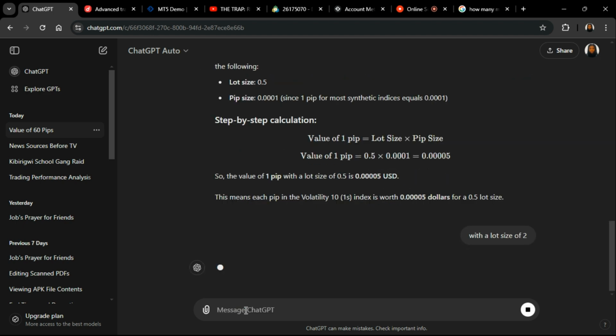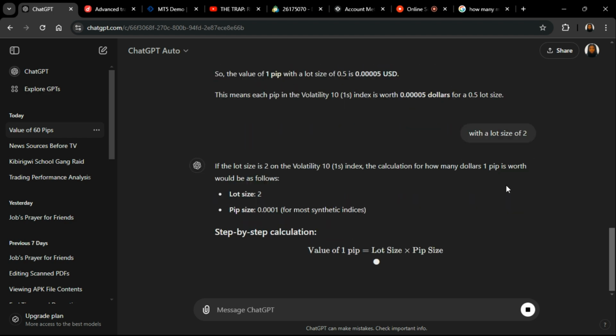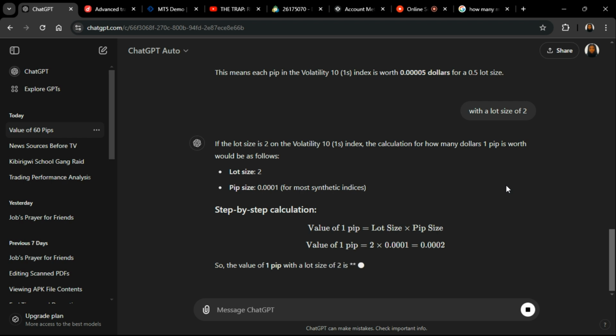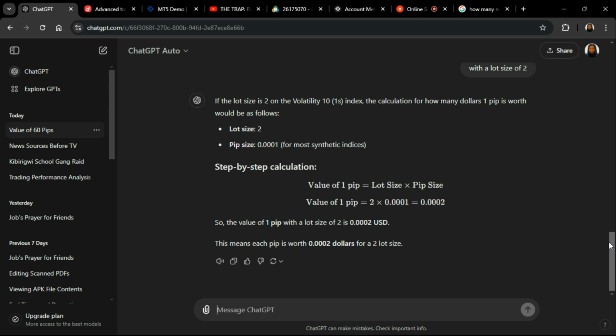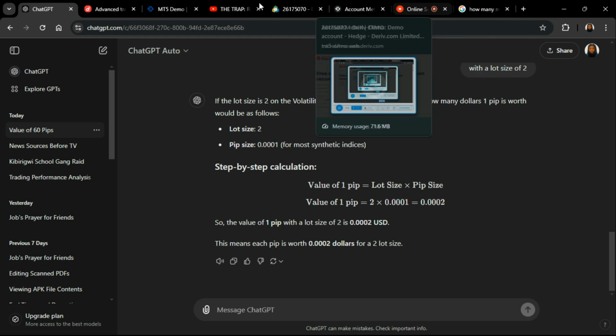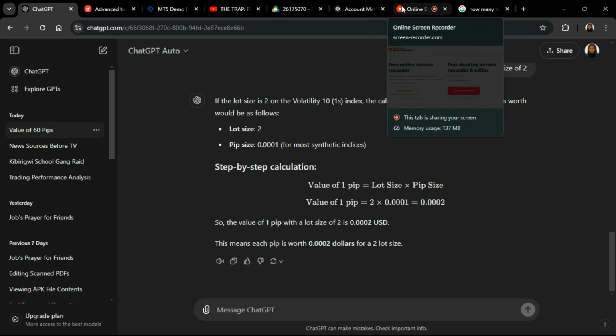I trade forex, not volatilities, so I just chose a volatility index to show you, but they work the same way. That's why I don't know how much one pip is worth. It's too little. So in any case, you just know you have made 60 pips, which is very important.